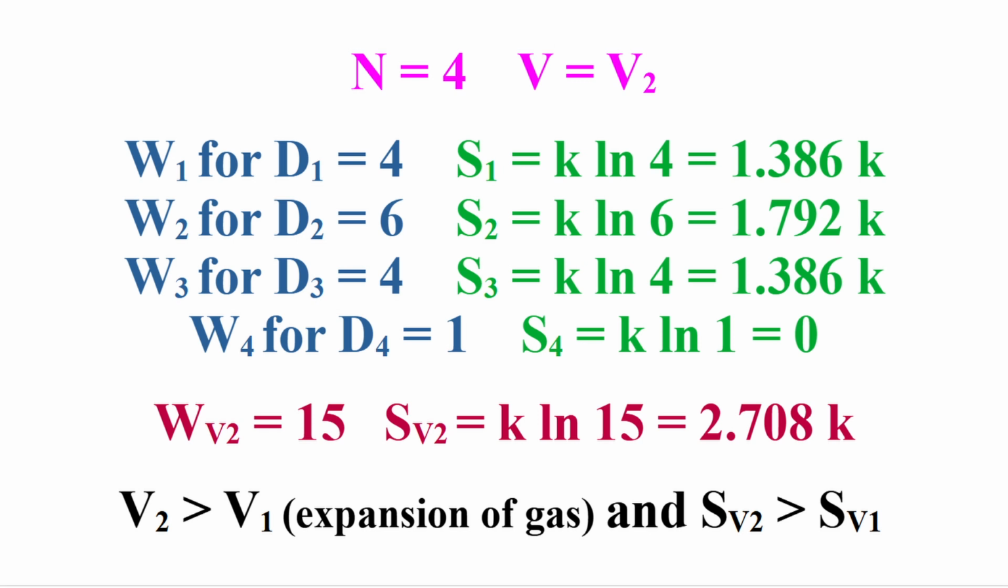Thus, when V1 increases to V2 during expansion, S_V1 equal to 0 increases to S_V2 equal to 2.708 k. Whenever volume increases, entropy is always observed to increase also. Boltzmann analysis and his entropy equation help us understand this thoroughly.